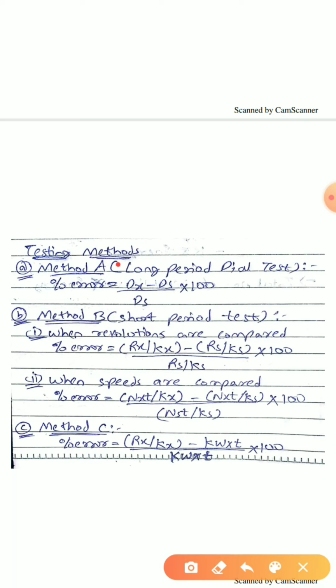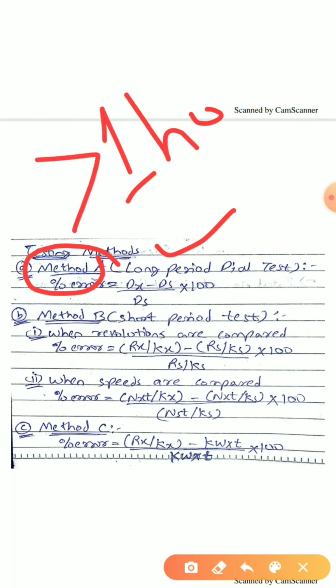The first test method, I will be calling it method A, is called the long period dial test. One thing to be noted is that it is called the long period dial test because the test is conducted for more than 1 hour.